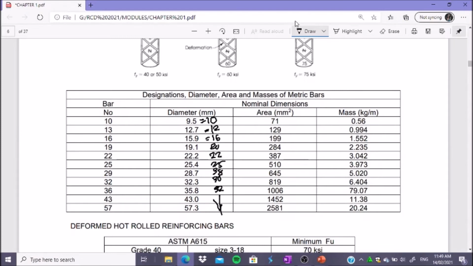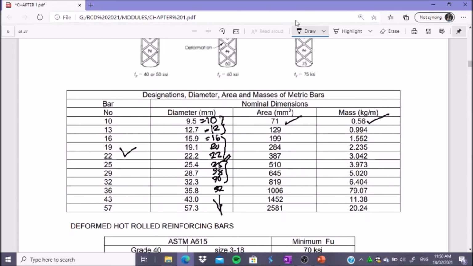Ito, saan ito ginagamit na 10 and 12? Usually, pang stirrups, o kaya sa slabs. Ito namang 16 to 30, usually sa mga beams, columns, yan ang ginagamit natin. So, dito yung mga bar number nila. Kapag tinignan nyo sa mga textbooks, may problem, sabi, bar number 10, ibig sabihin 10 mm yan. So, this is now the nominal area, and we have here the mass.